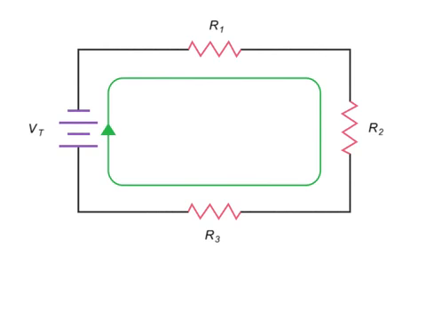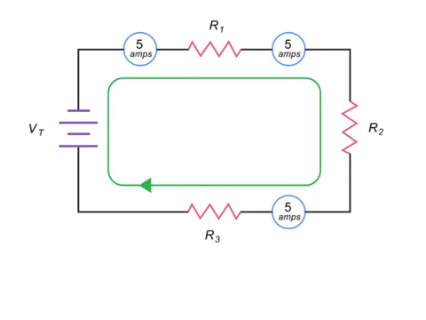For instance, if the source current in a series circuit is 5 amps, then no matter where along the circuit you take an ammeter reading, it will also register 5 amps.